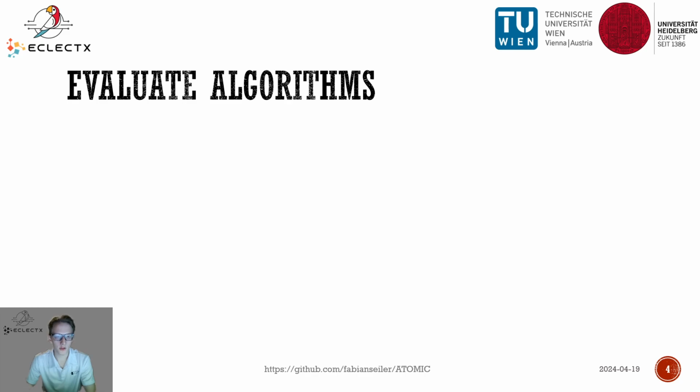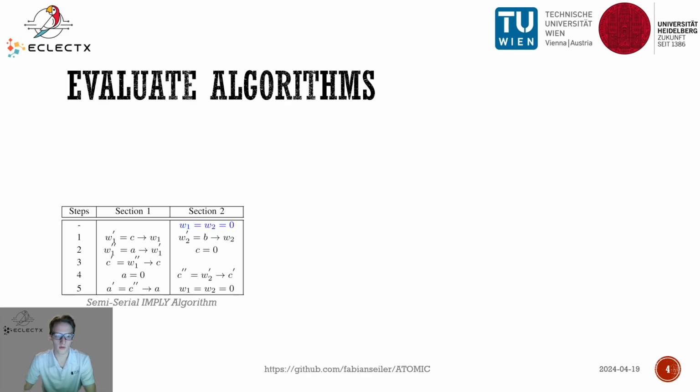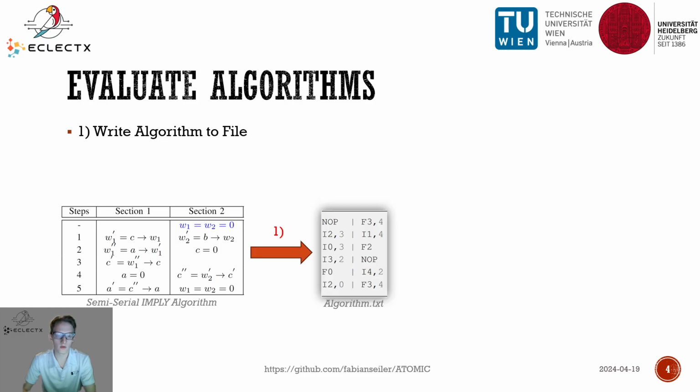But how to actually evaluate these algorithms? You start here with a common description of a stateful logic algorithm. Then you first have to write the algorithm in a pseudocode way, which we show extensively on the GitHub. There are two functionalities. Either a false operation or an imply operation is called. If no operation is called at a certain step, no operation should be written here.